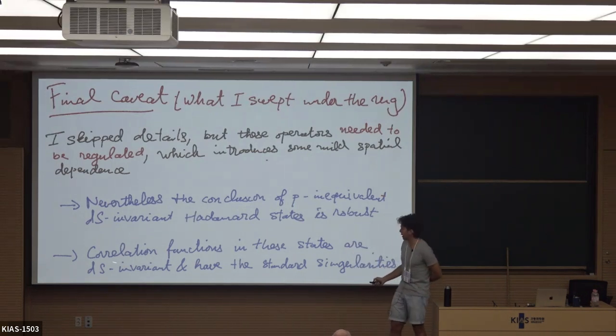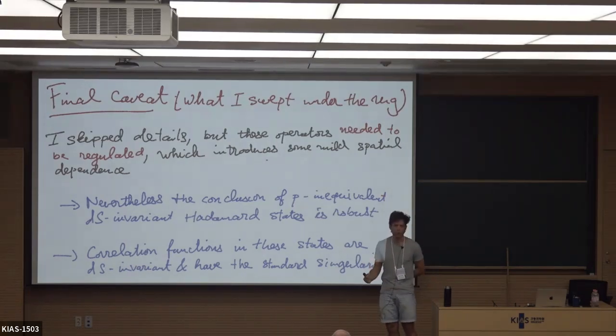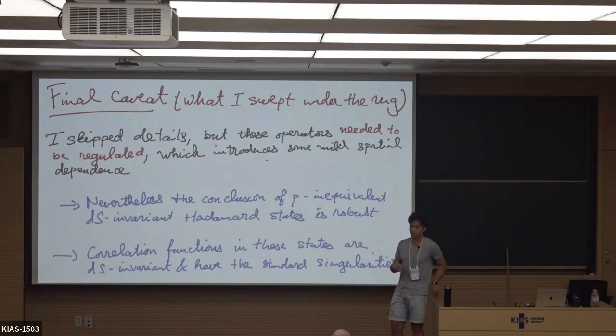This goes back to the question Chi-Ming just asked me. Correlation functions in these states, we can compute them. They're de Sitter invariant, and there's no funny business. They have the standard singularities. These are not alpha states, which is why I said Hadamard. They're just good, honest-to-goodness QFT states for a de Sitter QFT.